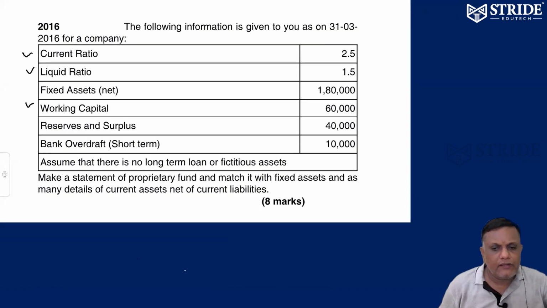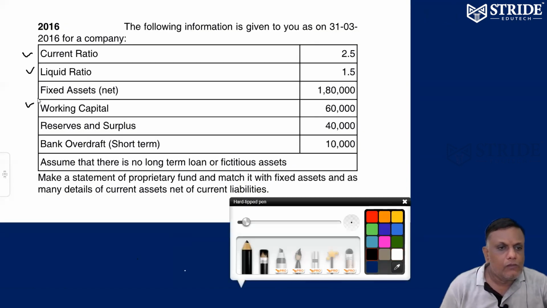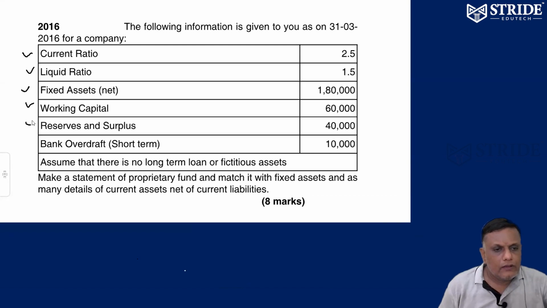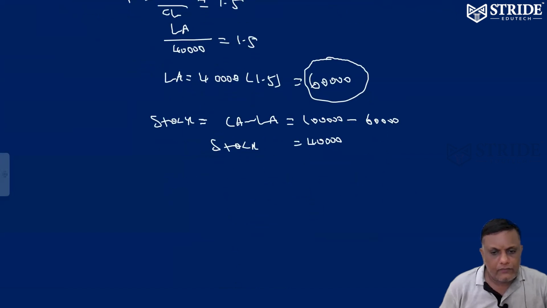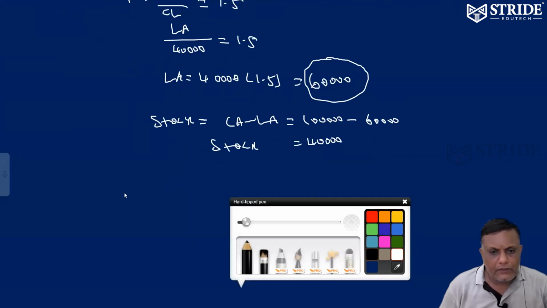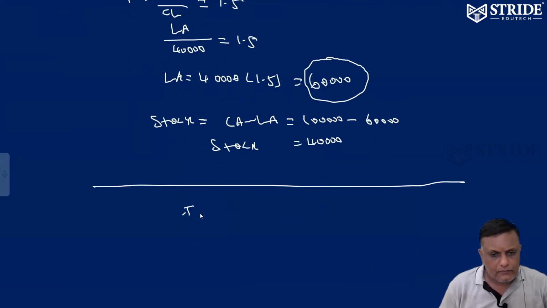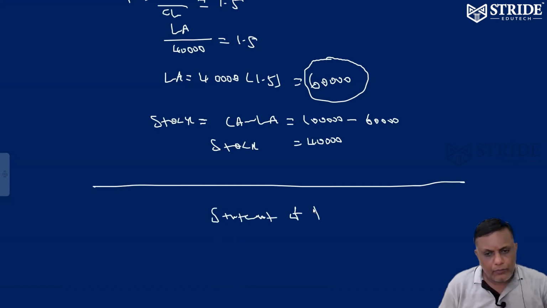Fixed asset is already given. Reserve surplus given. Bank OD is also given. Everything is given. Please make a statement of proprietor fund. They're asking you. Correct? That's it. No issues. But anyway, I'm going to prepare the statement of proprietor fund.